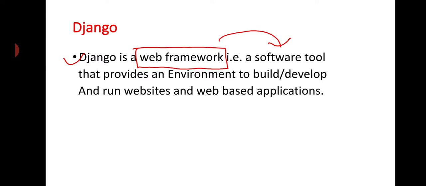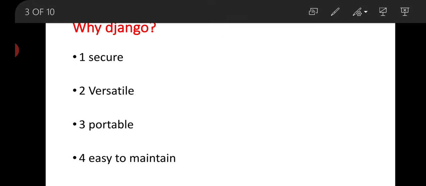Now, why should we use Django? Because Django is secure, versatile, portable, and easy to maintain, and has many more features. Django supports several pre-installed packages that are used to develop web-based projects. If we talk about security, that means Django offers pre-written code that provides your website security and protection, and we will see it in our practical class.